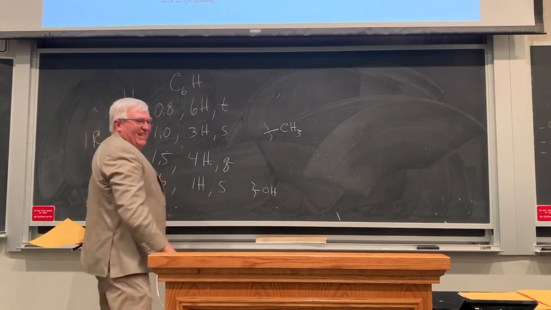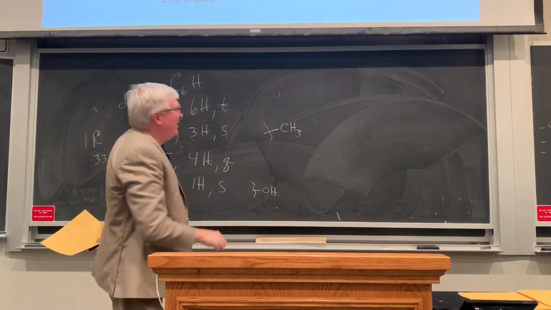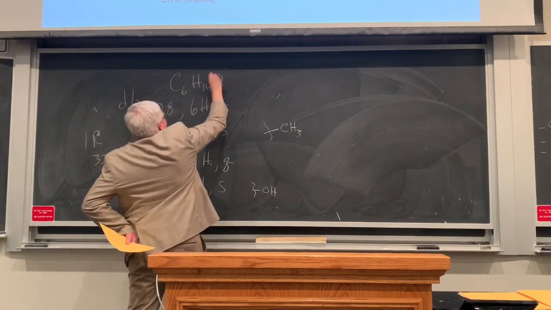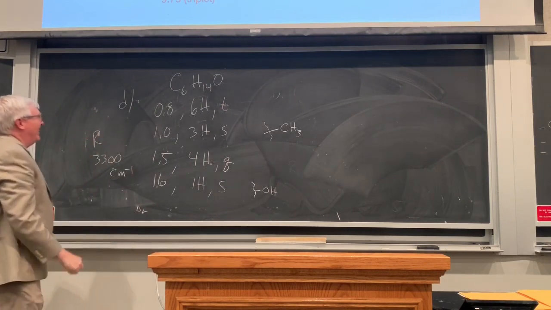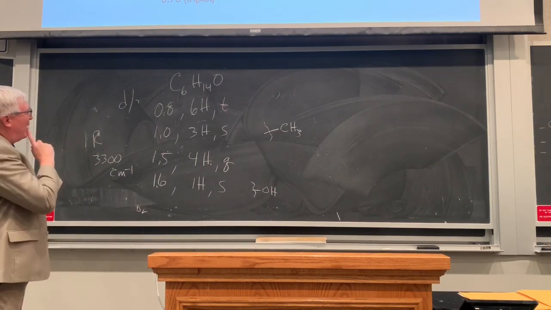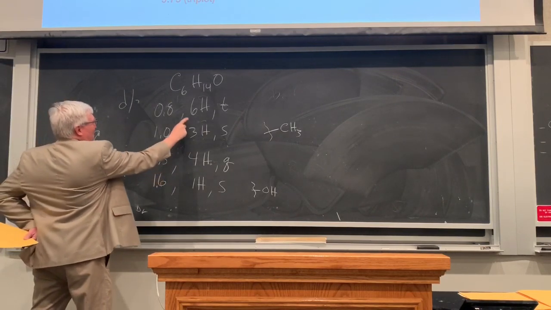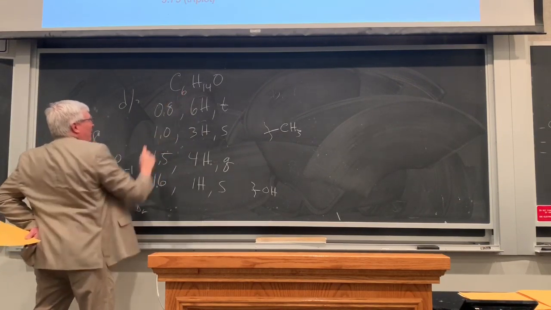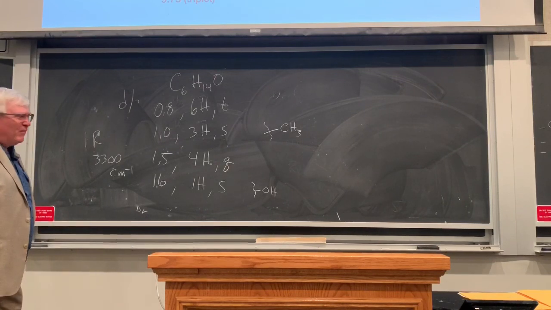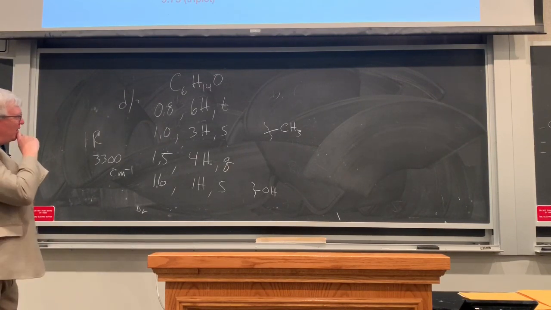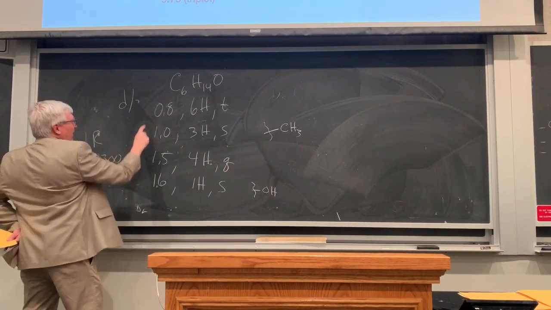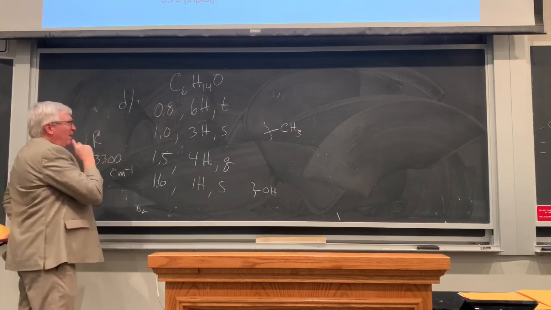C6H what? Let's see here. 14? Oh, okay. Yeah, that simplifies things. Actually, it makes it look even more confusing because look, we've really only got 1, 2, 3, 4 signals, but we're told we've got 6 hydrogens. So all of a sudden, these two here are a little bit trickier. But if you think about this, what?